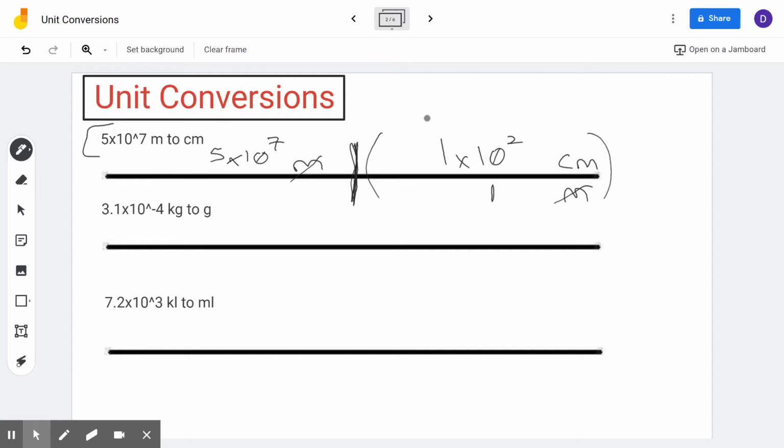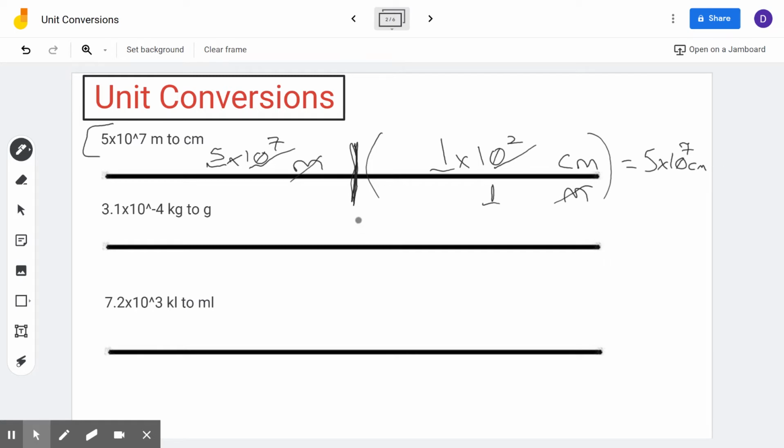These two things are equal to each other, okay? 1 times 10 to the second centimeters equals 1 meter. So they cancel each other out. You're multiplying by 1, in effect. Now, let's do the coefficients. 5 times 1 is 5, divided by 1 is 5. And it's going to be times 10 to what power? Well, 10 to the 5th times 10 squared is 10 to the 7th. And that's in centimeters. Okay.